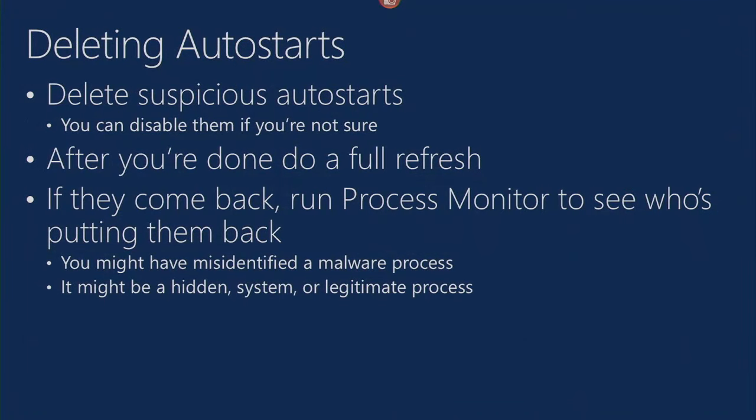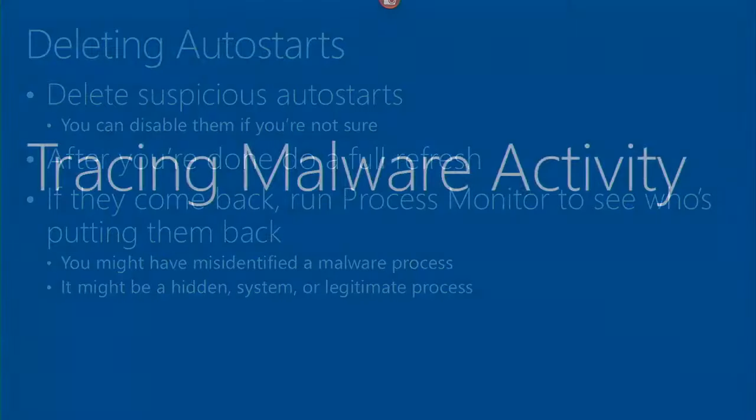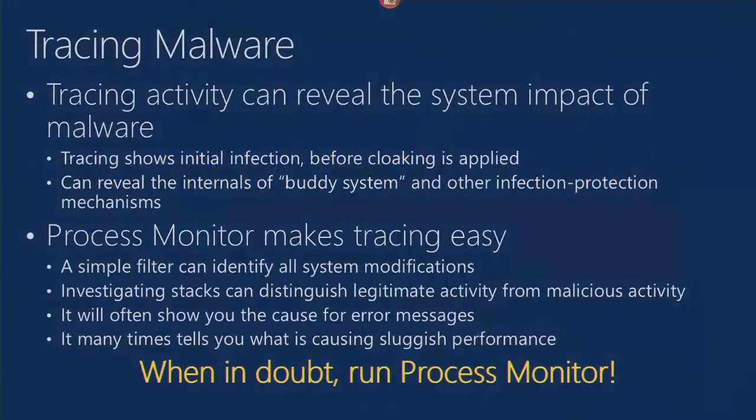I mentioned don't delete the auto starts. This is just troubleshooting 101. Try not to do things you can't undo, because you never know if you're going to make a mistake and go, oh crap, I shouldn't have done that. If you just uncheck versus delete, then you're able to go and undo it. Sometimes things come back, so that's where we're going to use Process Monitor to trace activity.